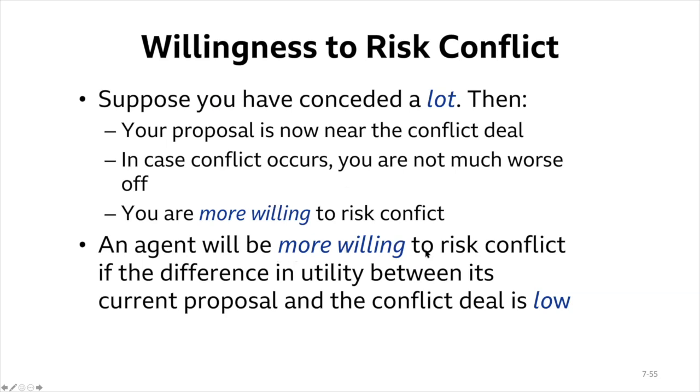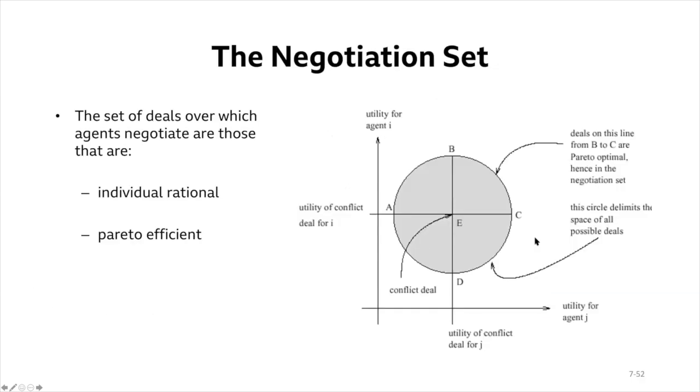So an agent will be more willing to risk conflict if the difference in utility between its current proposal and the conflict deal is low, right? Which is exactly what we said here. The difference in utility for agent I between its deal here and the conflict deal, which is given by this line here, the amount of utility it would lose there is just that amount, whereas the amount of utility that agent J would lose by the conflict deal is that delta there.